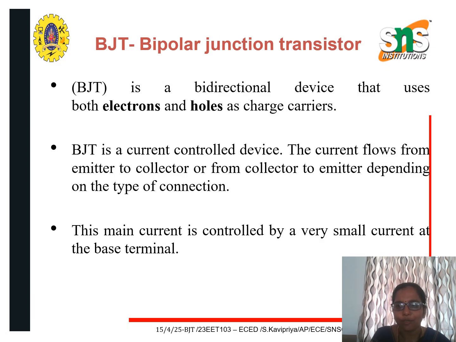And next is a bipolar transistor. Bipolar junction transistor is a bidirectional device that uses both electrons and holes as charge carriers. And it is a current control device. It allows a current flow from emitter to collector or from collector to emitter depending on the type of the connections. The main current here is controlled by the very small current at the base of the transistor.